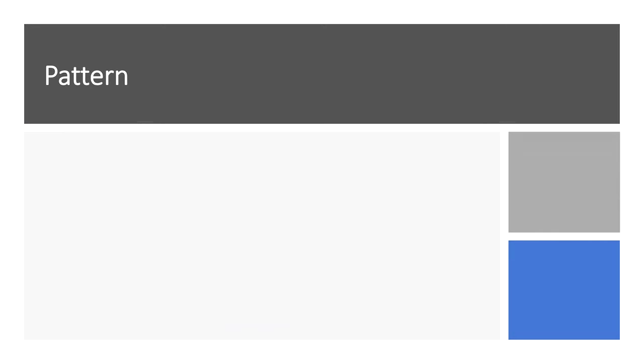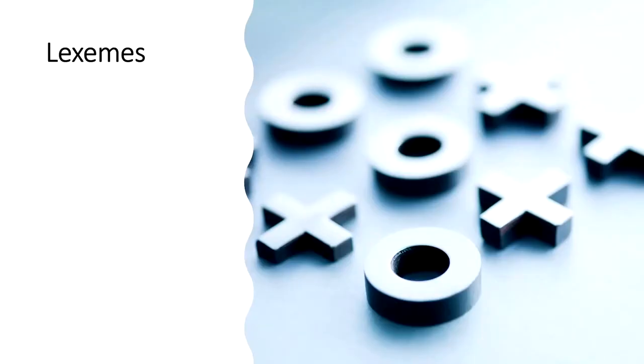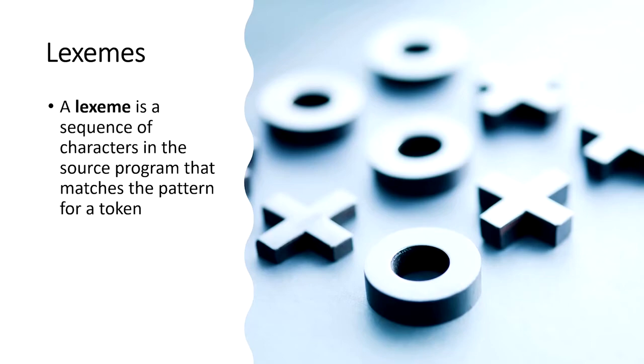A pattern is nothing but a description of the form that the lexemes of a token may take. What is meant by a lexeme? So, a pattern tells us what kind of pattern a lexeme should be. Then what is meant by a lexeme? A lexeme is nothing but a sequence of characters in the source program that matches the pattern for a token.